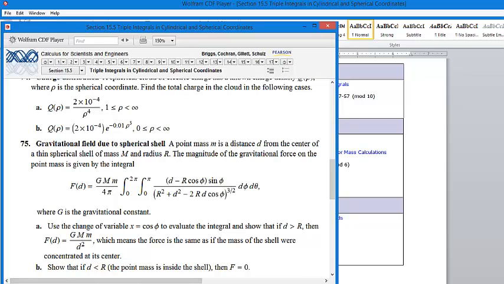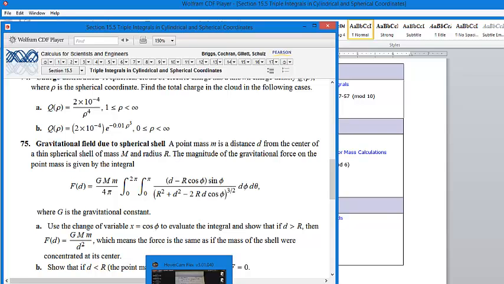Here I go, problem 75. Can I write this down? F of D is G big M little m. Oh yeah, I remember that from physics. Those are the two masses, right? I'm picturing two planets, Earth and Mars, or something like that. G is gravity? Oh no, G is the universal gravitational constant, yes? And then we have some big fraction, and then d phi d theta.